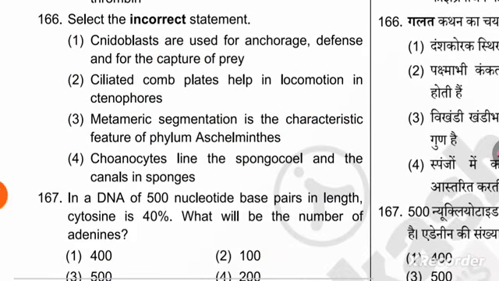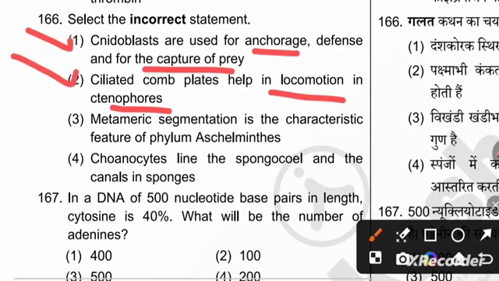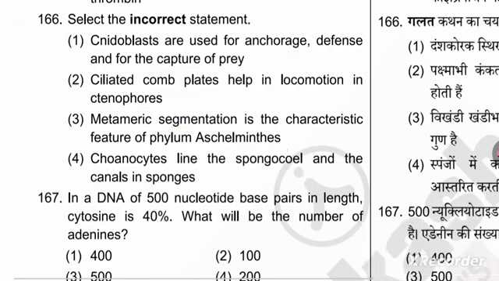Select the incorrect statement in question 166. Nematoblasts are used for anchoring, defense and for the capture of prey. This is the correct statement. Then ciliated comb plates help in locomotion in ctenophores. This is also right. Then metameric segmentation is a characteristic of phylum Aschelminthes. No, metameric segmentation we can find in Annelida, not in Aschelminthes. So this is the incorrect statement. Choanocytes line the spongocoel and canals in the sponges. These are right. Third one is the right answer for this question.